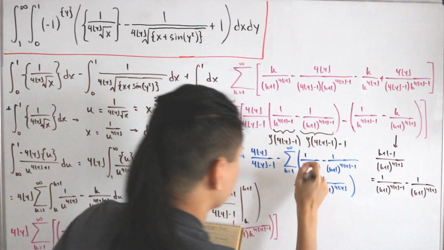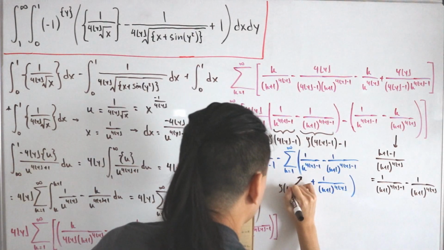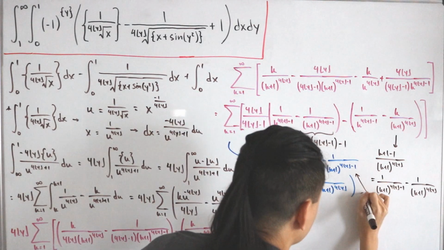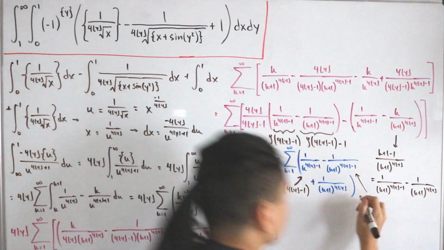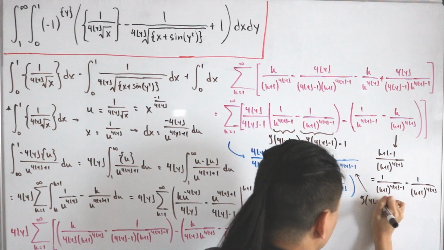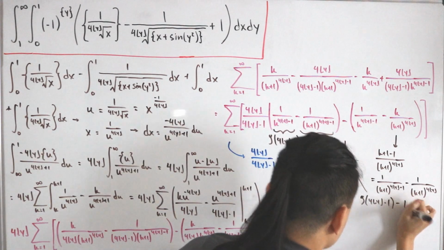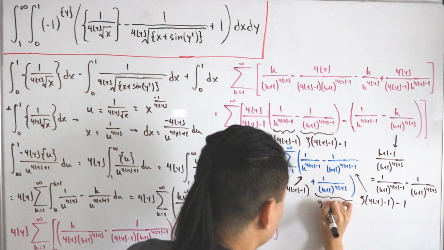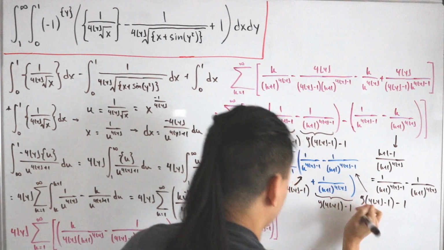For one, this term over here is the same thing as the Riemann zeta of 4y, then minus 1. This term over here is going to be the Riemann zeta of 4y minus 1. And then there's a k plus 1, so we adjust the index, minus 1. And then this one's going to be the Riemann zeta of 4y. Then we have a k plus 1 yet again, so subtract 1.